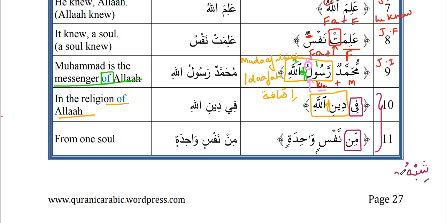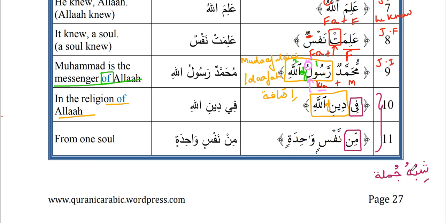So you can see, what does Shibh Jumla mean? It means look alike. Shibh means look alike. So what does it look like? The sentence looks like a complete sentence, but it is not complete. It is just a part of a sentence. That means fi dinillahi, in the religion of Allah, gives you an incomplete answer. What is in the religion of Allah? Your meaning is not complete. So it looks like a sentence, but it is not a complete sentence. So that's why they are called Shibh Jumla.